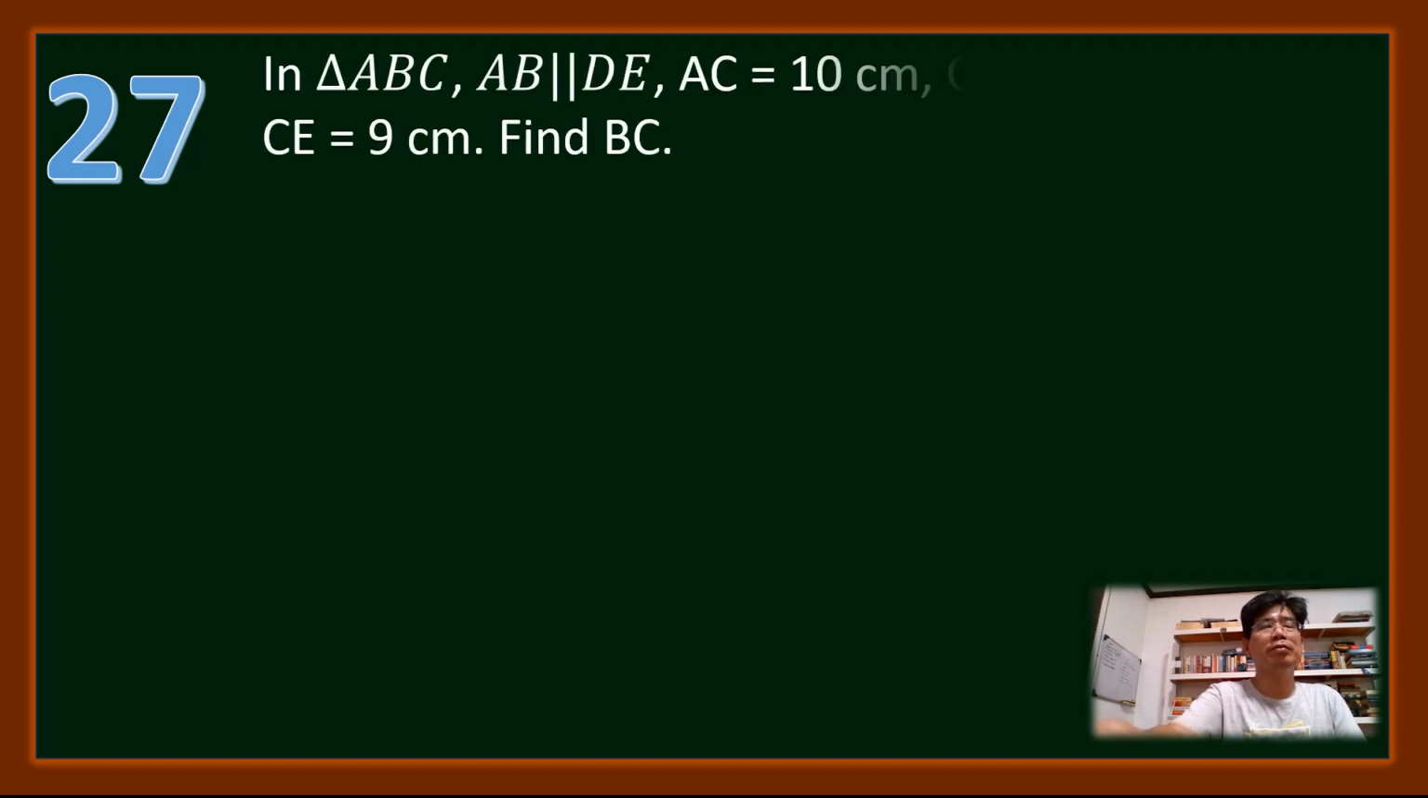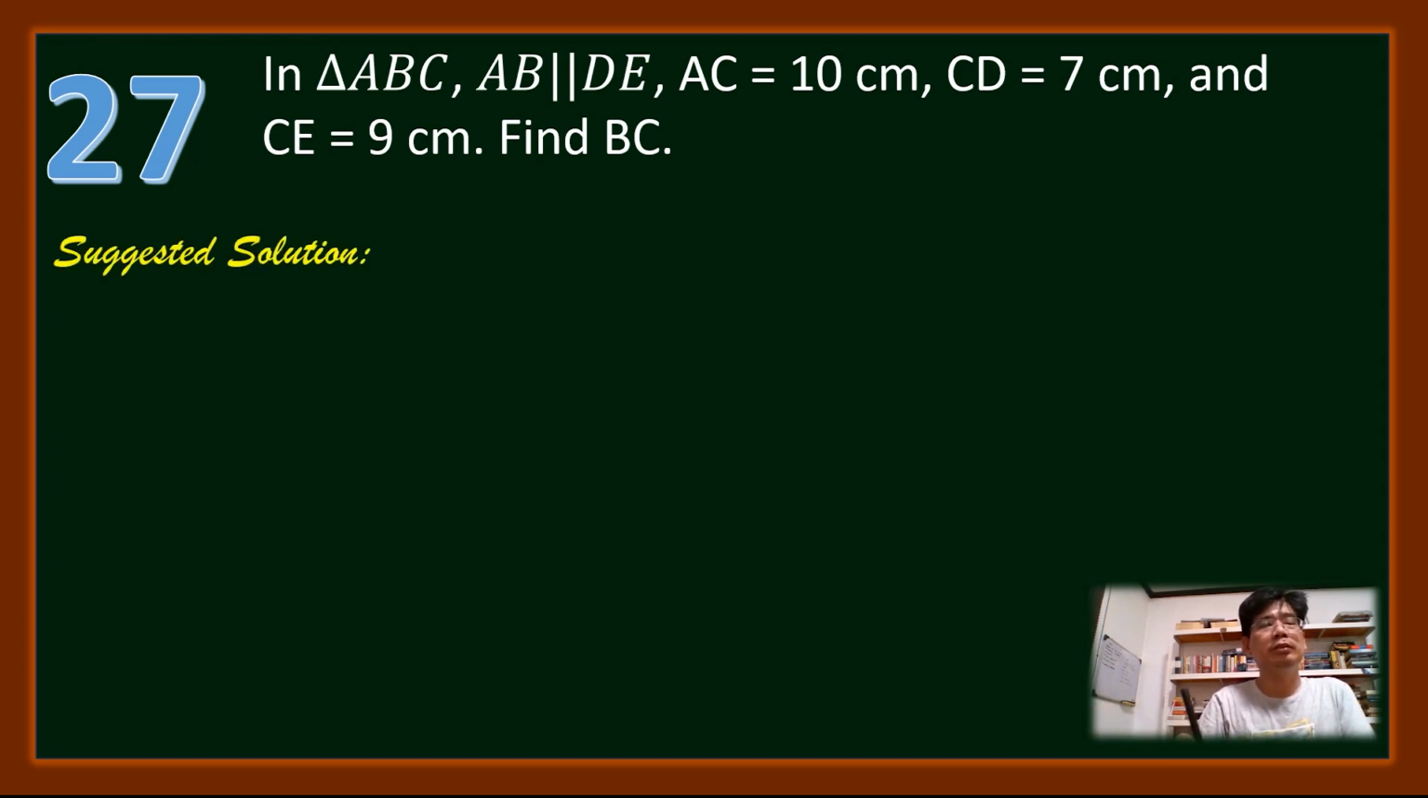Number 27. In triangle ABC, AB is parallel to DE. AC equals 10 centimeters. CD equals 7 centimeters. And CE equals 9 centimeters. Find the length of segment BC. For our suggested solution, let us illustrate triangle ABC as described in the problem.